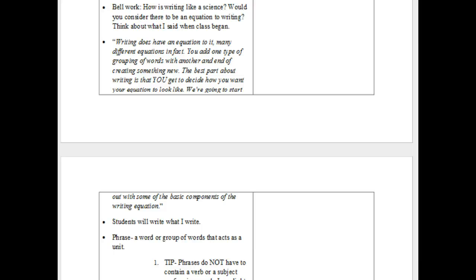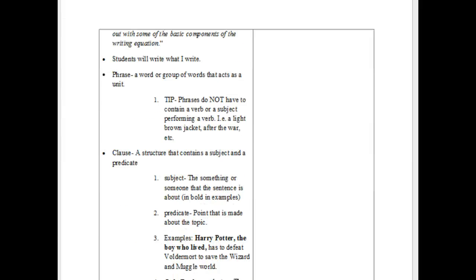Okay, so writing does have an equation, many different equations in fact. You add one type of grouping of words with another and end up creating something new. The best part about writing is that you get to decide how you want your equation to look. We're going to start out with some of the basic components of writing equations. Alright, good. So this transition works well too.